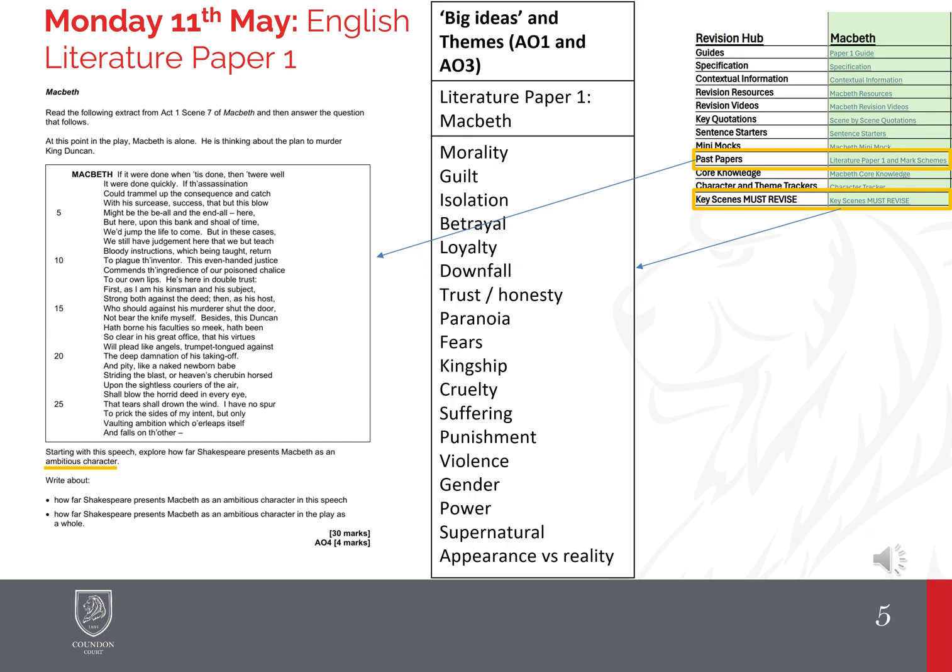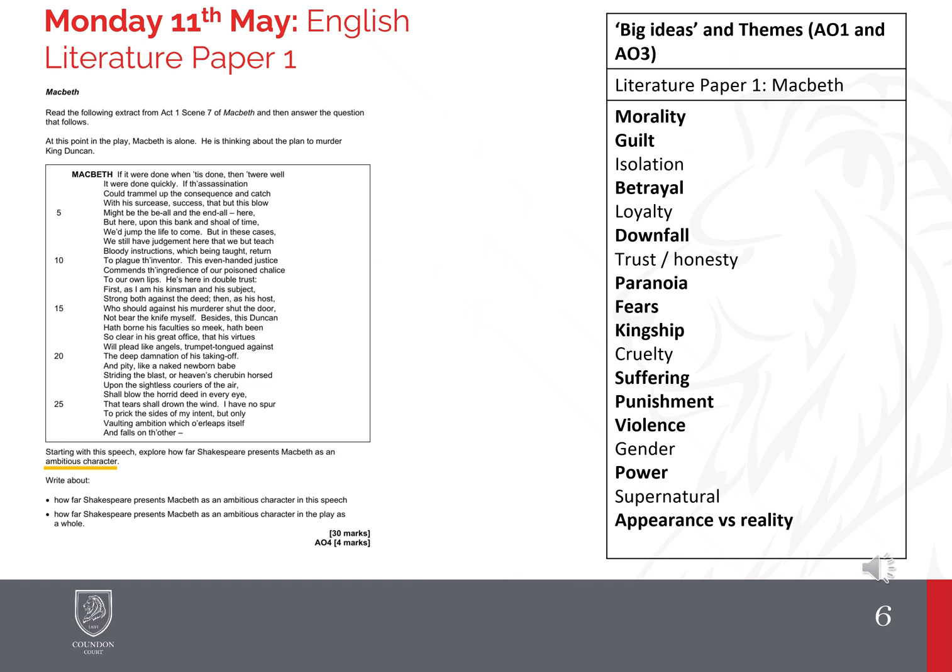So look at the question, look at the theme that's there, and we've got ambition, and then look at the wider themes and think about what connects to it. Once you've decided which wider themes connect to it, and I've just highlighted some here, you might have chosen other ones, then you can really start to think about how all these themes connect together, and how they develop, change, and shift throughout the play as a whole.